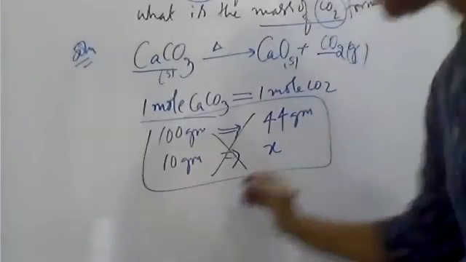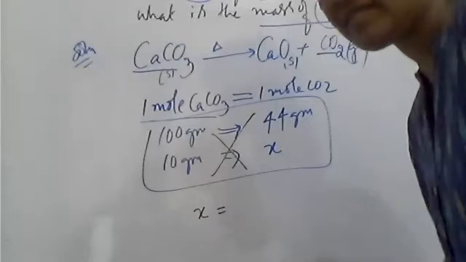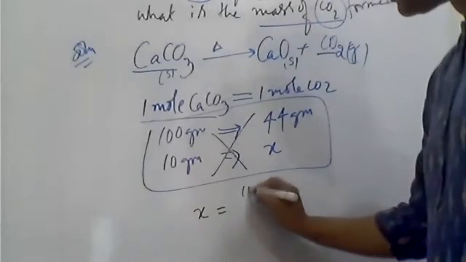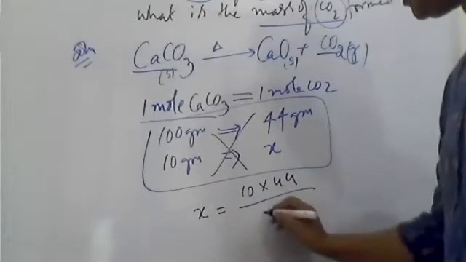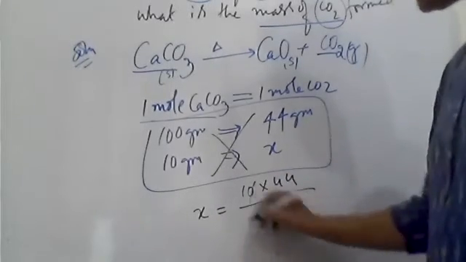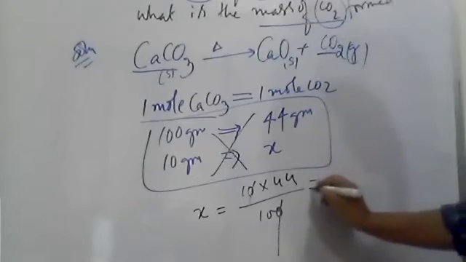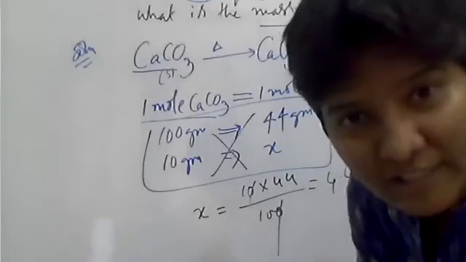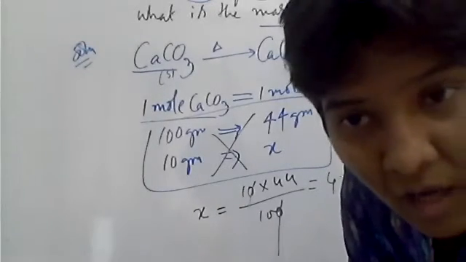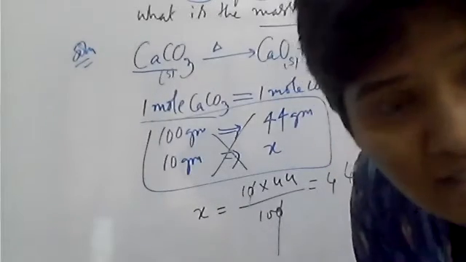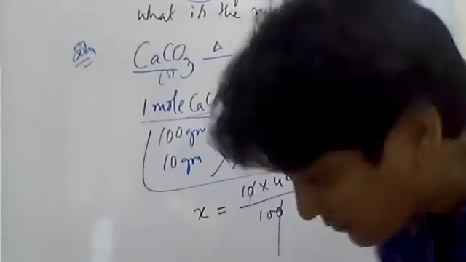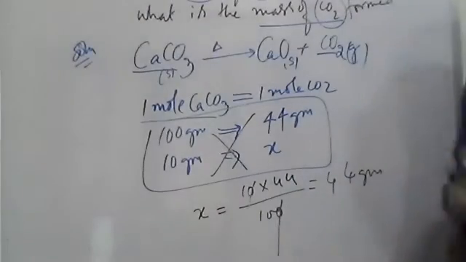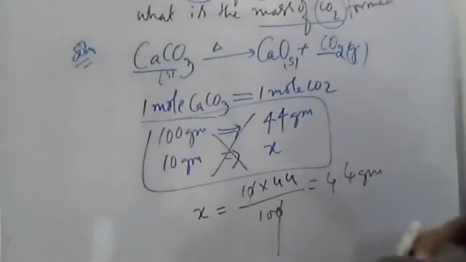What is asked? Mass. So X is equal to 10 into 44 divided by 100. The zero gets cancelled, 44 by 10, 4.4 grams. Is that clear? Such type of calculations are called stoichiometric calculations. It is a mass calculation. And next, I will explain one more problem.